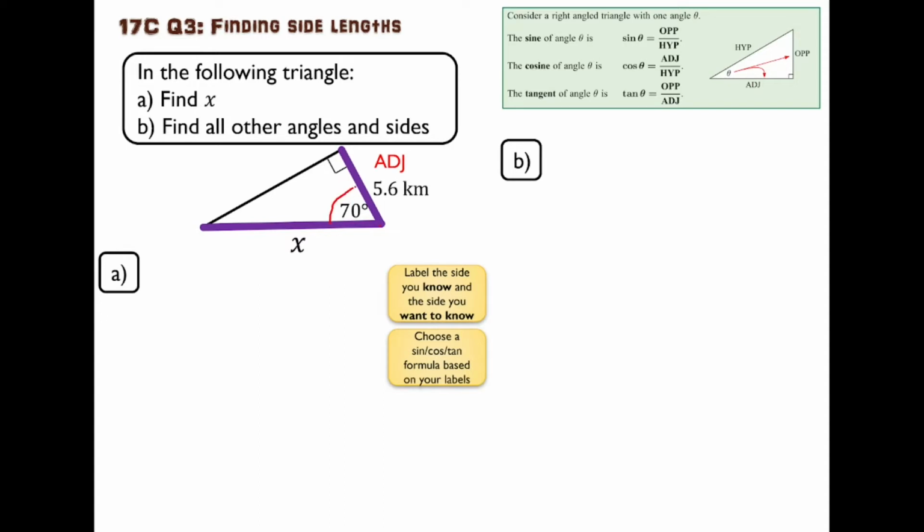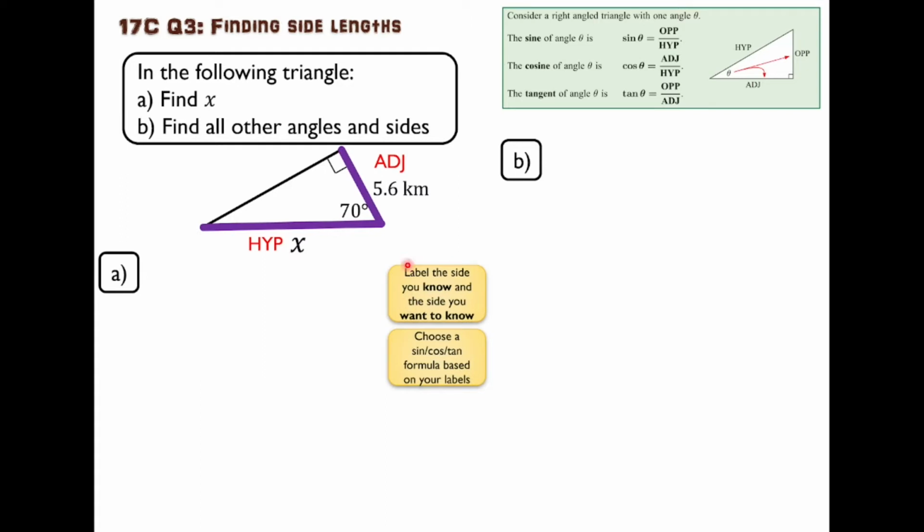Now we'll label the side we want to know, which is this one here. Compared to this angle, it's not adjacent. It's not opposite, because that would be this one. It is the hypotenuse. It's the longest side in this triangle. Another way to notice that it's the hypotenuse is that it doesn't touch the right angle. It's on the other side to the right angle.